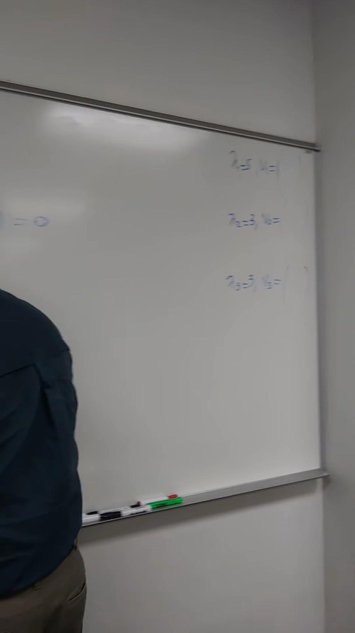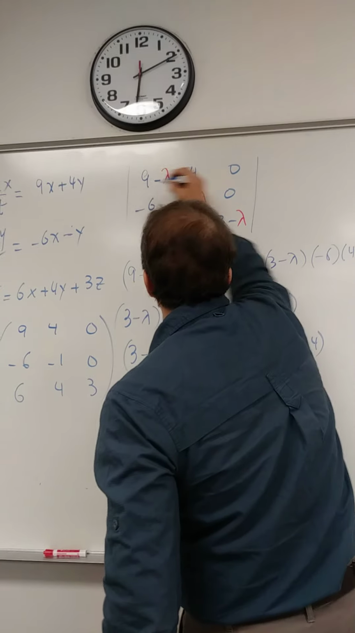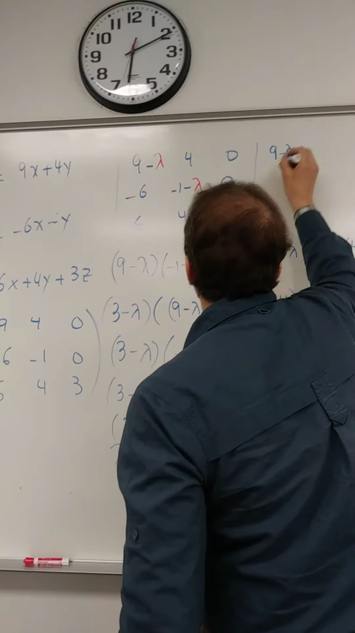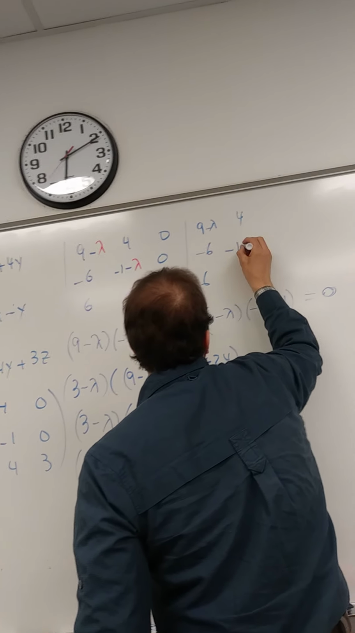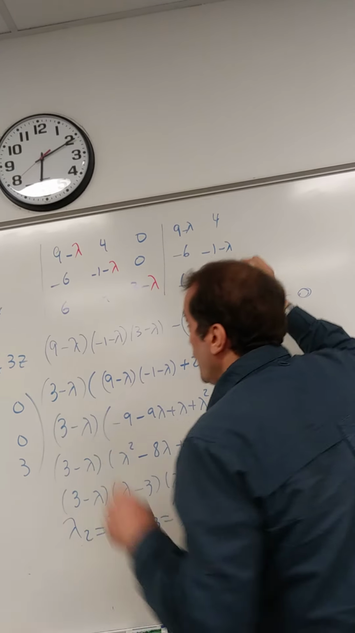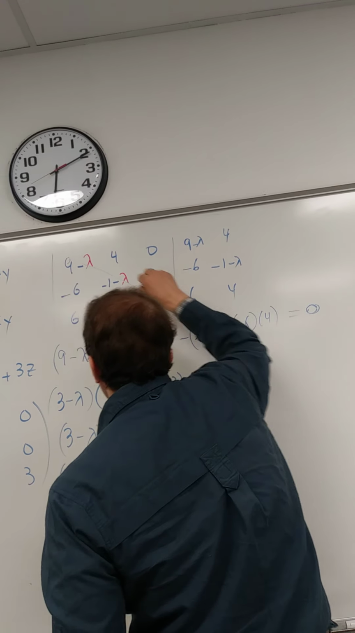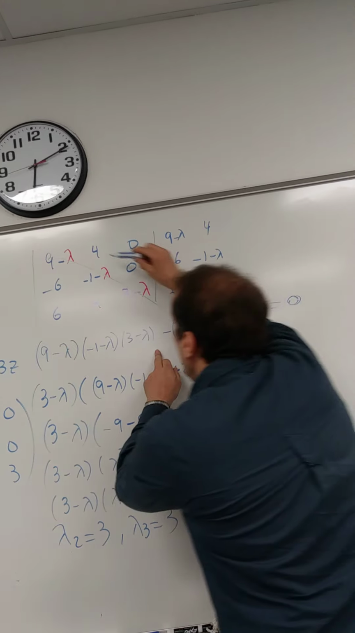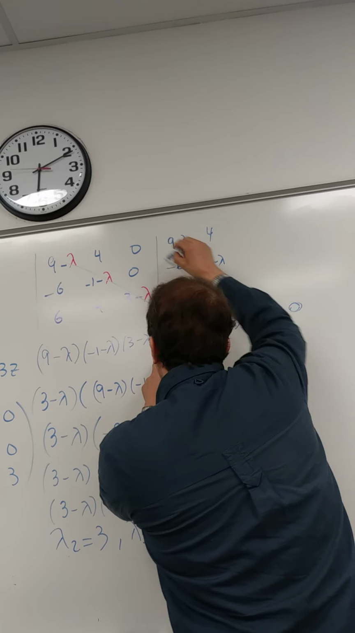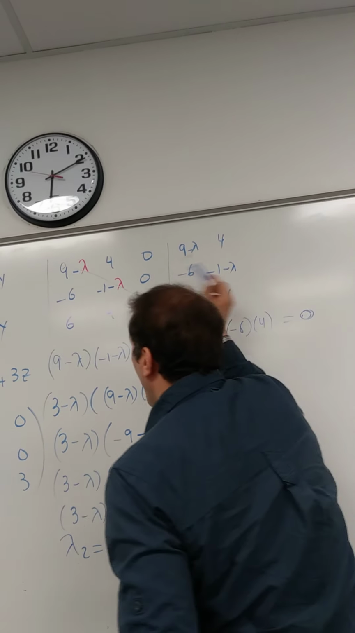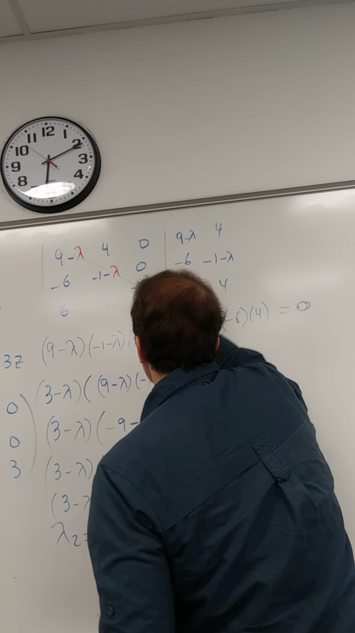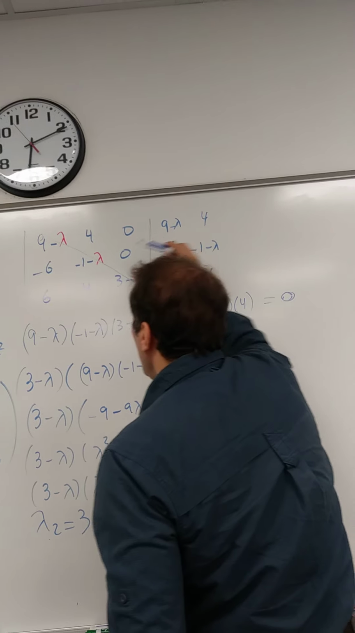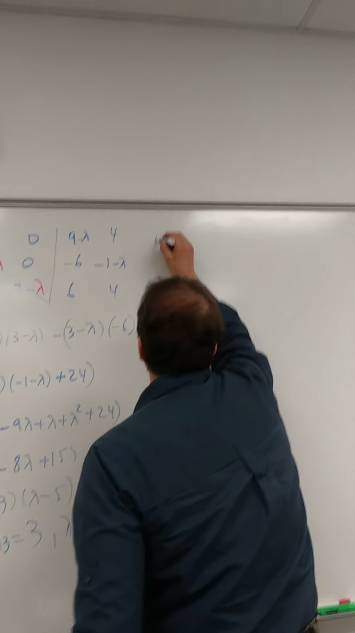What you can do also to figure out the determinant is reproduce these 2 columns. Rewrite them here. 9 minus lambda, minus 6, 6. Second column, 4, minus 1 minus lambda, 4. We're done with it. And then you multiply this way. You multiply these 3. 4 times 0 is 0, 0 times minus 6 is 0. And then minus the product of these 3, which is 0, product of these 3, which is 0, and then the products of these 3.